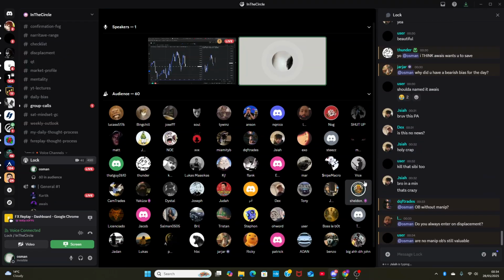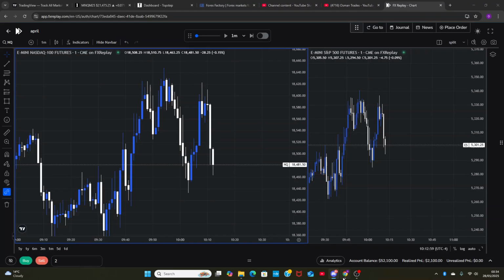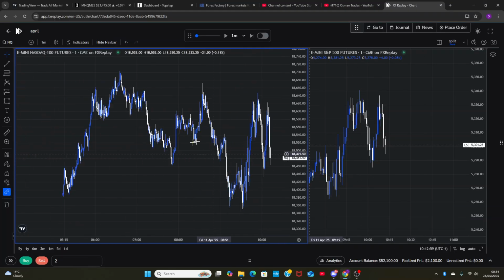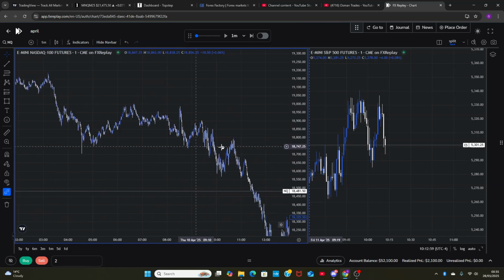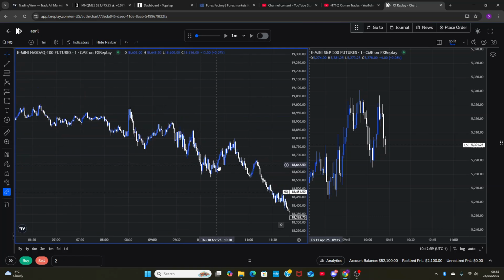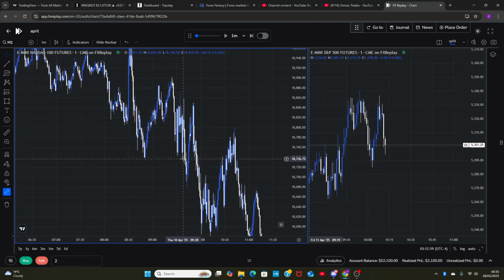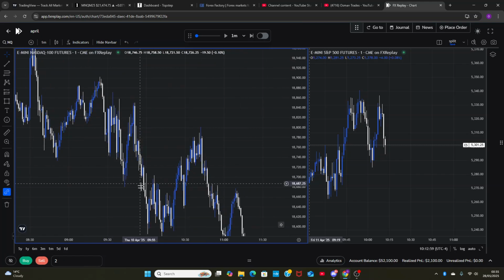OB without manip, do you always enter off displacement? Oh no, manip OB is still valuable. Why did I have a bearish bias? The day before I had a bearish bias because of when we swept. Let me just quickly zoom out. When we swept this low here, we came up, then rebalanced lower again, telling us that price is coming lower after sweeping this low. We swept it, came up, and completely came back down again, meaning that this low is not enough to sweep.